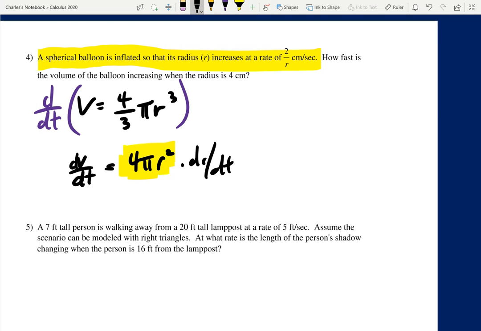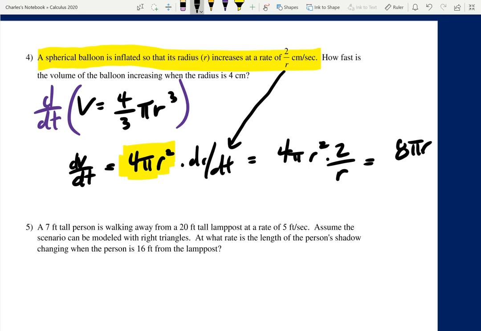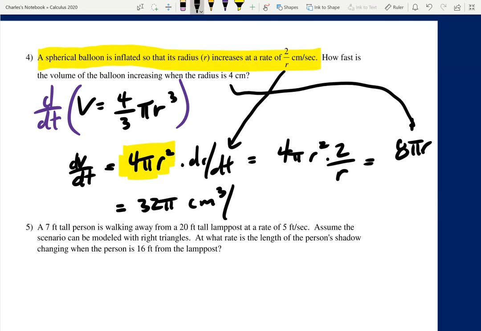What do we need to plug in? Well, I need to plug in 2 over r for dr/dt. So let's do that first. I'm going to get 4 pi r squared times 2 over r, which is then going to simplify to 8 pi r. And now I can substitute in the 4 for the r, and I get 32 pi. And since it's volume, it's going to be centimeters cubed per second.